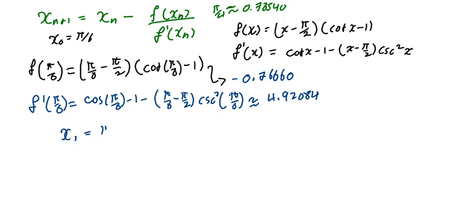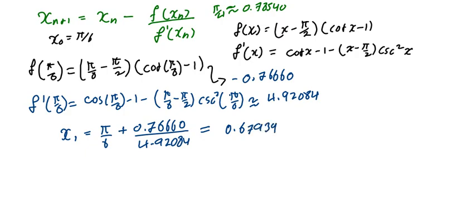What's our x naught? It is pi over 6 minus, we have this part here, because of this negative here and this negative, so that just becomes positive. So we have 0.76660 divided by 4.92084. So this is going to be some value, 0.67939. That's the value that you're going to get. So this is our first iteration right here.